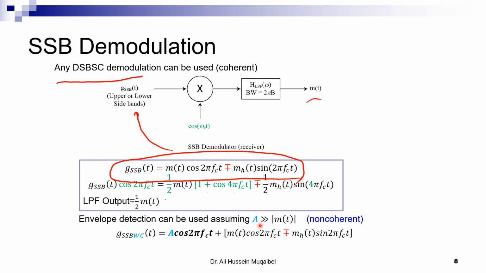If you want to use envelope detection for single sideband, then we need to assume that we add a carrier, and the carrier should be much greater than the message amplitude for non-coherent detection. So in that case we need to work with single sideband with carrier. It's the same as single sideband, but we need to add a carrier component to make envelope detection possible. We will try to prove this in the coming slides.